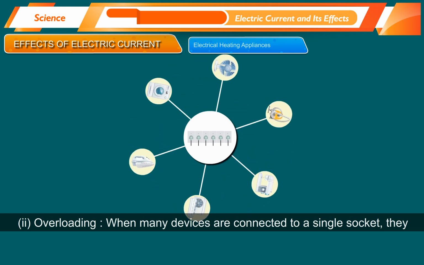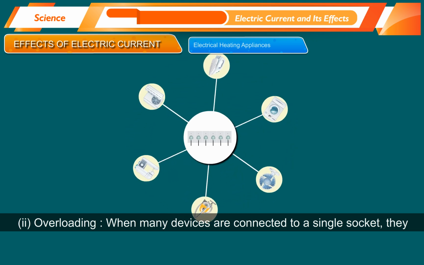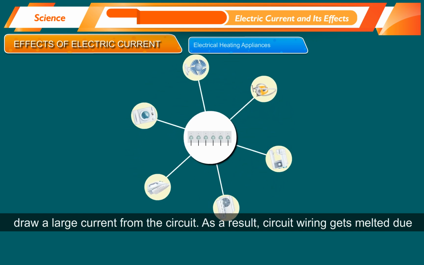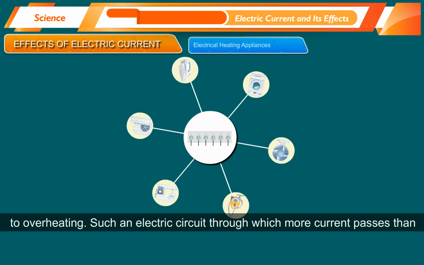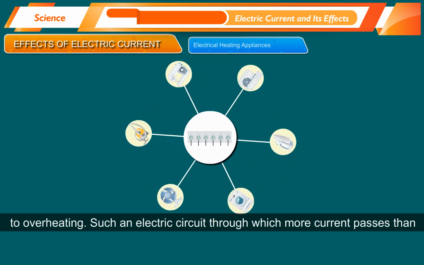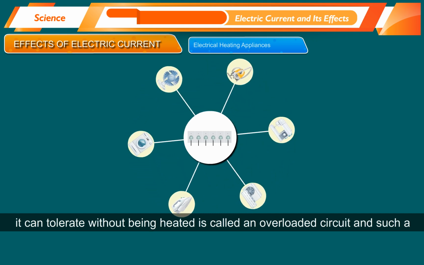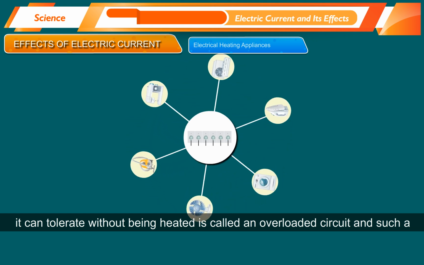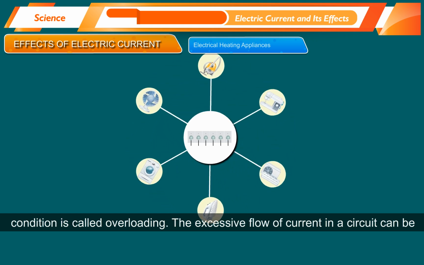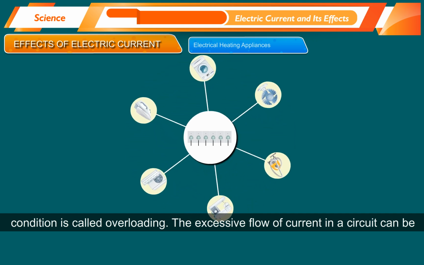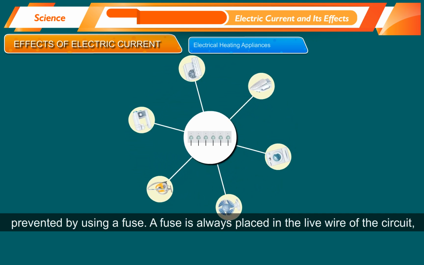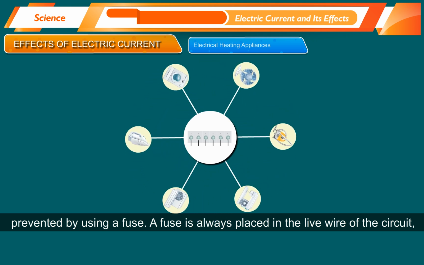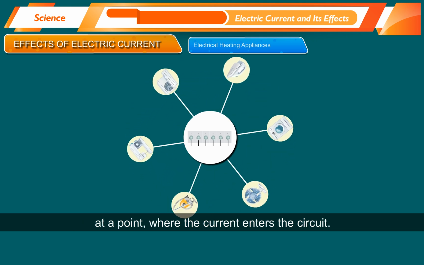Overloading. When many devices are connected to a single socket, they draw a large current from the circuit. As a result, circuit wiring gets melted due to overheating. Such an electric circuit, through which more current passes than it can tolerate without being heated, is called an overload circuit, and such a condition is called overloading. The excessive flow of current in a circuit can be prevented by using a fuse. A fuse is always placed in the live wire of the circuit at a point where the current enters the circuit.